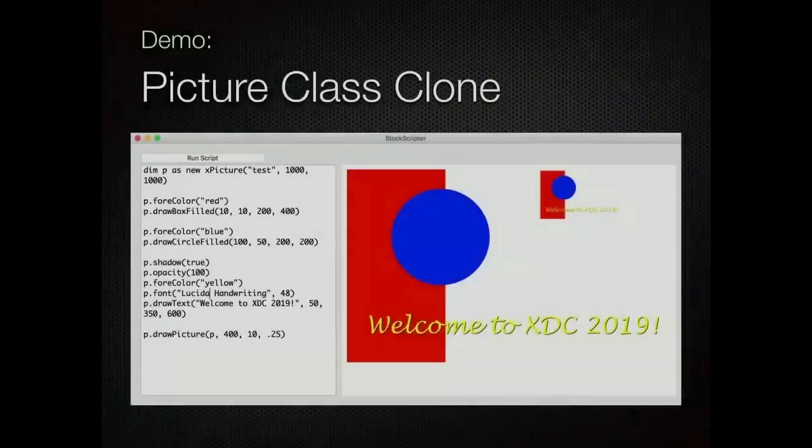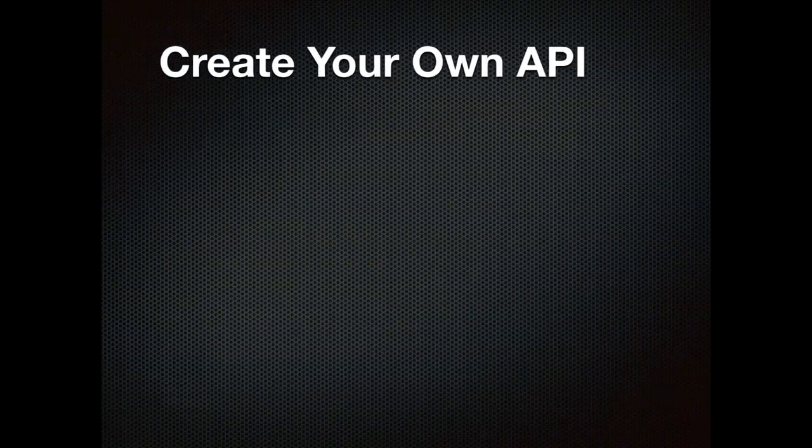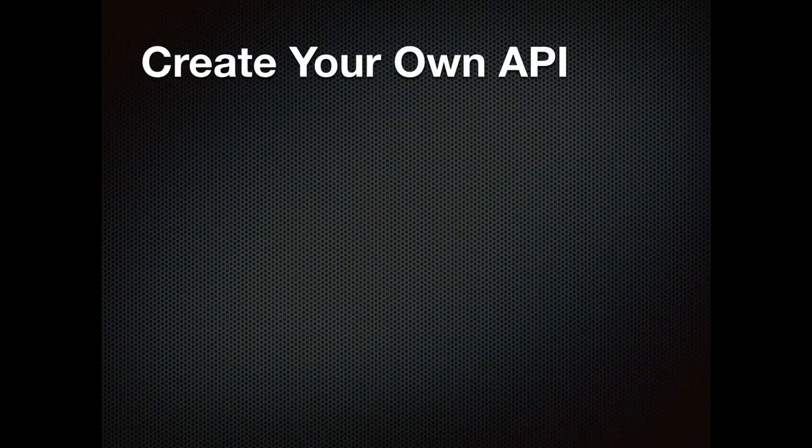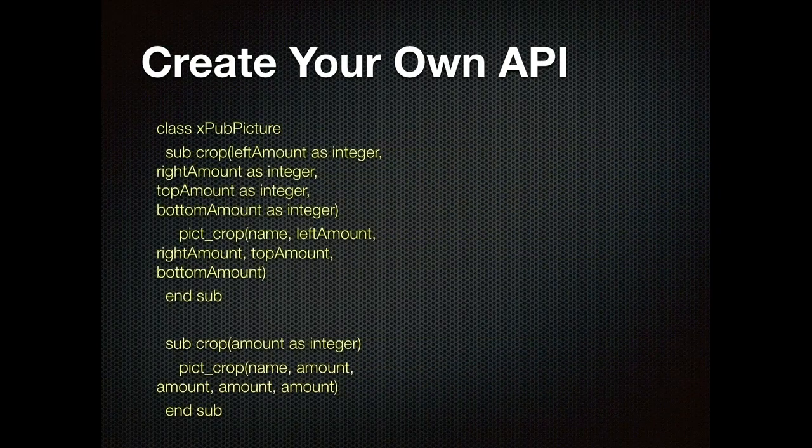All right, let's go back, and I probably have time for a demo of this. So this is how to create your own API, which is a fancy way of saying I'm creating my own programming language. This is the main app, the original app where I created the picture stuff, and I called it XPub Picture because my program is called XPub, a publishing program that I've been working on for a few years, and it'll probably be a few more years before I finish it.